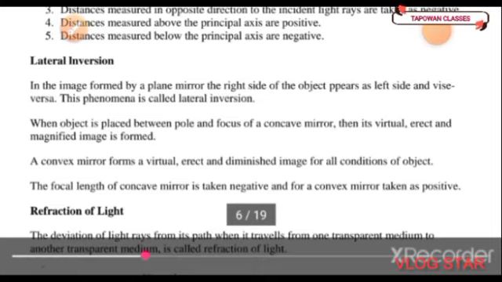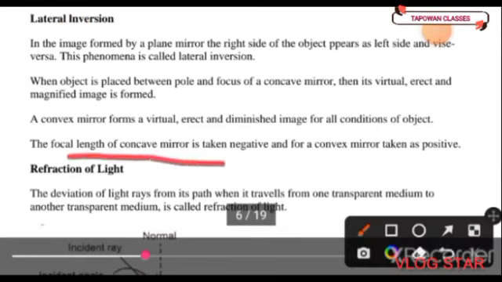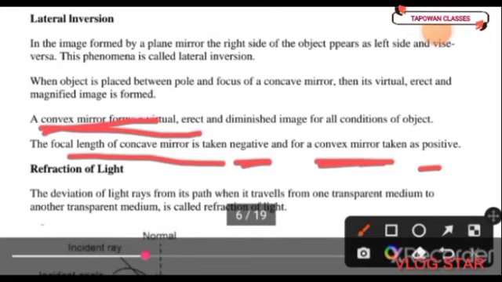When an object is placed between the pole and focus of a concave mirror, which kind of image is formed? Virtual, erect, magnified. A convex mirror forms a virtual, erect, diminished image for all conditions of the object, not only one condition, whether the object is at the center of curvature, between the center of curvature and focus, or at focus. The focal length of a concave mirror is taken as negative, and for a convex mirror it is taken as positive. So these are the two points, and it is very easy to understand: a convex mirror forms a virtual, erect, diminished image in all conditions.